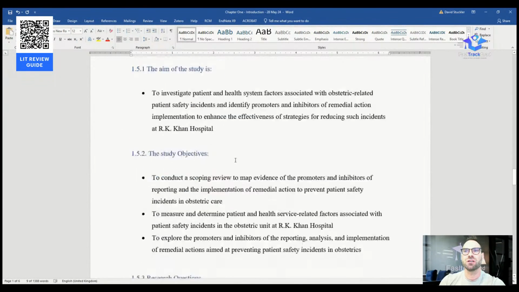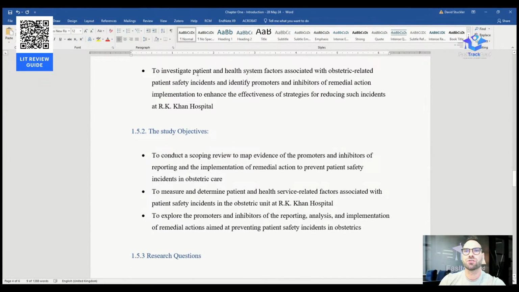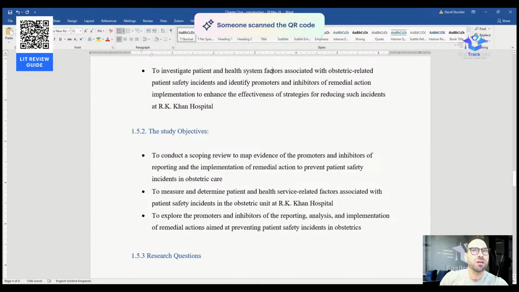So the aim of the study. Now it looks like you're investigating, I think you want to say the causes. Maybe you could talk about the risk factors. But I like this. I think this is good.